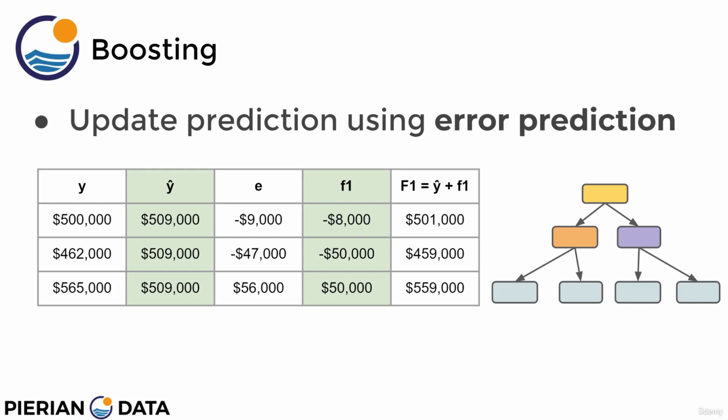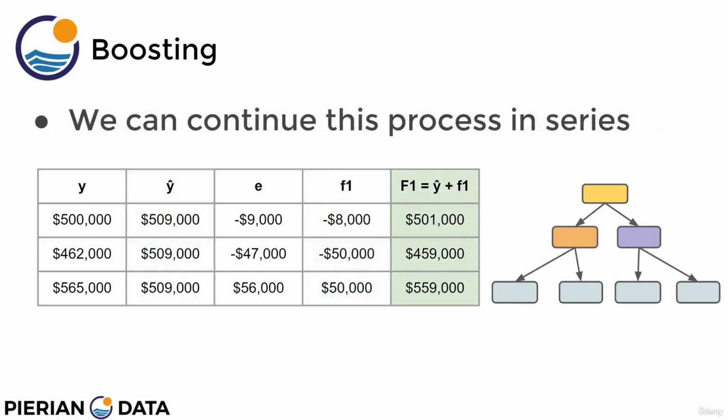So note now, instead of predicting 509,000 for the first row, with this new adjustment of f1, we're now predicting 501,000. So we're actually getting closer to the original label by adjusting off the residuals of the previous model. So we're learning in series from previous models' mistakes and hoping to adjust and improve off those models. And we can continue this process in series.